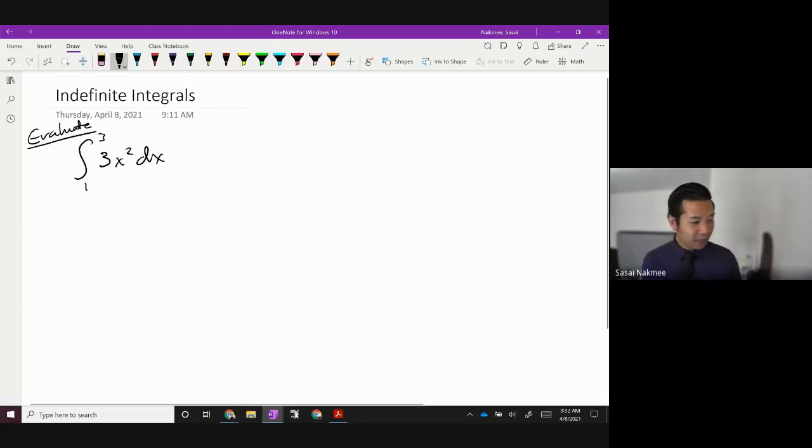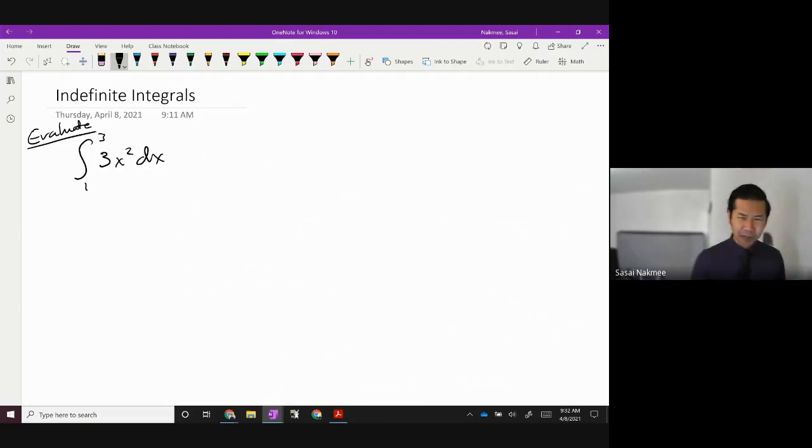This is a pretty easy problem to do, right? You guys have hopefully gotten used to this. You see something like this, and I'm just asking what's the antiderivative of 3x squared? Most of you already know that the antiderivative of 3x squared is x cubed. Why? Well, if I take the derivative of x cubed, I end up back at 3x squared, right?